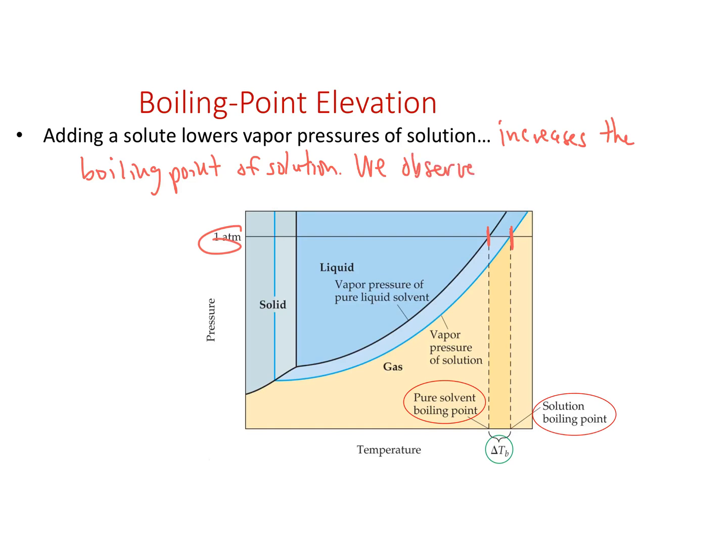So with the colligative properties, we observe boiling point elevation. So my boiling point will always get higher if I add an impurity to that solution. If I add an impurity to that solvent, I'm going to see an increase in the boiling point.